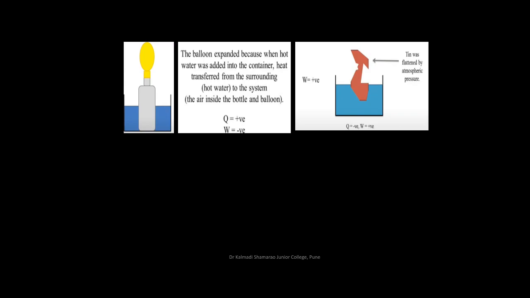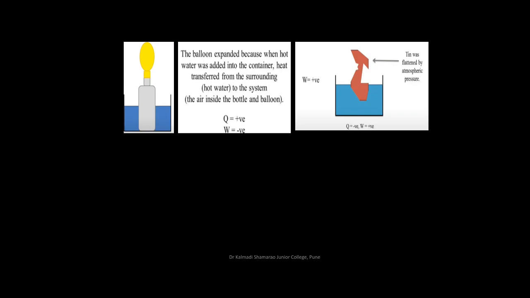The plastic bottle absorbs the heat from the hot water and this causes the balloon to expand. Here the plastic bottle and balloon is the system, whereas hot water is the surrounding. Here work is done by the system and hence work is negative. Whereas heat is absorbed from the surrounding and hence heat is positive here. So, whenever work is done by the system, it is negative, and whenever heat is absorbed from the surrounding, it is positive. Let us consider another example.